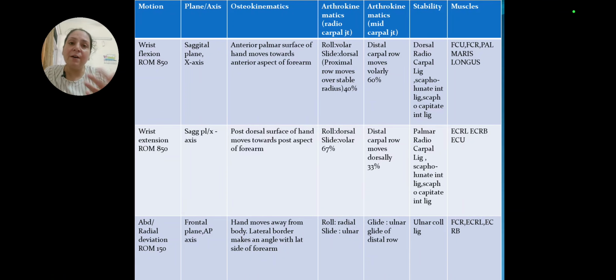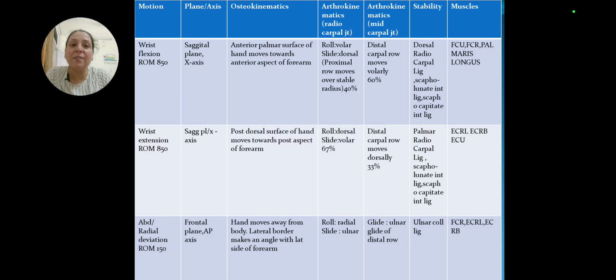So primarily flexion is taking place, which is at an 85 degree range of motion. It's taking place in the sagittal plane and x-axis, where the anterior palmar surface of the hand is moving towards the anterior area of the forearm. This is the flexion movement. You can see the palmar surface of the hand is moving towards the anterior aspect of the forearm.